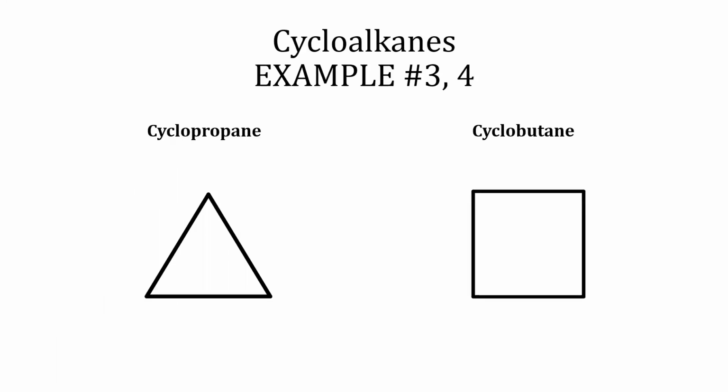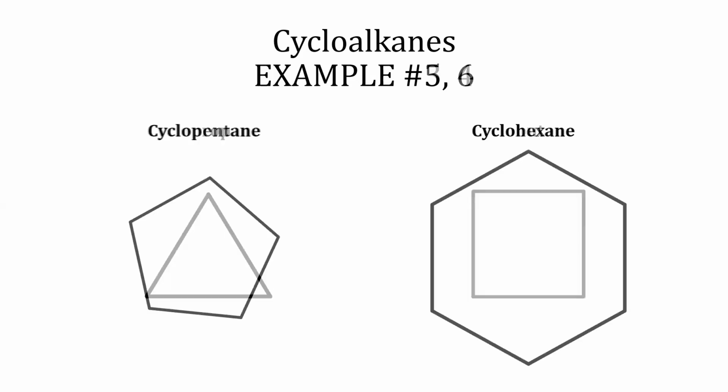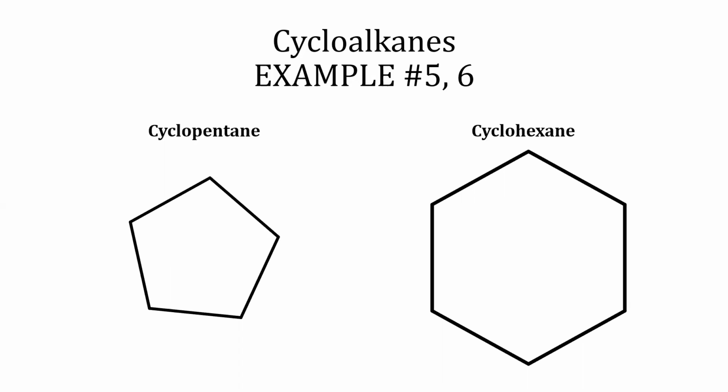In examples 3 and 4 are cyclopropane and cyclobutane. Cyclopropane is a cyclic 3-carbon molecule with a molecular formula of C3H6 in the shape of a triangle. Cyclobutane is a 4-carbon cyclic molecule with a molecular formula of C4H8 in the shape of a square. In examples 5 and 6 are cyclopentane and cyclohexane. Cyclopentane is a cyclic 5-carbon molecule with a molecular formula of C5H10 in the shape of a pentagon. Cyclohexane is a 6-carbon cyclic molecule with a molecular formula of C6H12 in the shape of a hexagon.